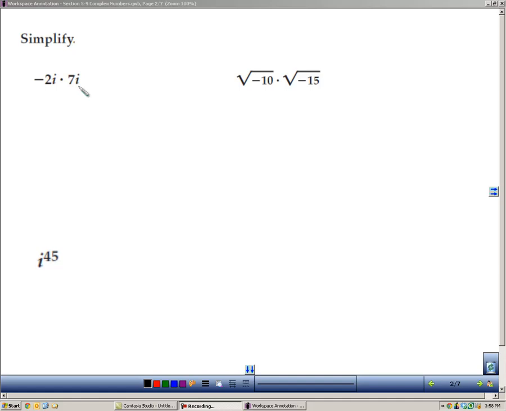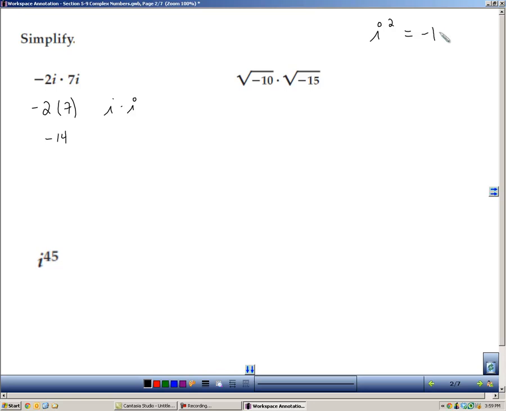Here are some examples where we'll use imaginary numbers. I'm going to multiply -2i and 7i, so we multiply -2 times 7, and then we multiply the i times i. Well, -2 times 7 is -14. And if you remember from the last slide, we were told that i squared equals -1. We're going to use that idea a lot in this lesson here. So i times i is really i squared, and that's really a -1. So we have -14 times -1, and that simplifies to just 14.